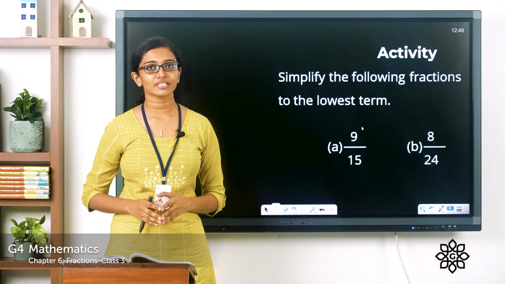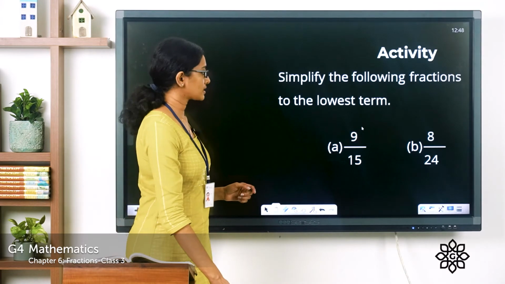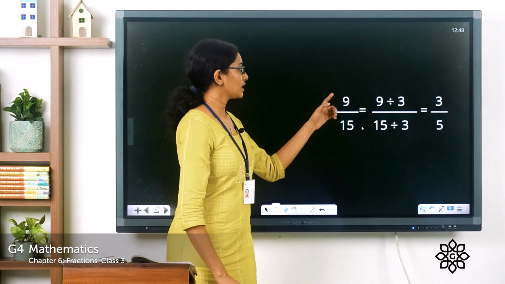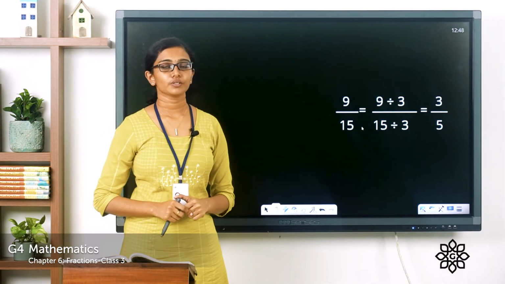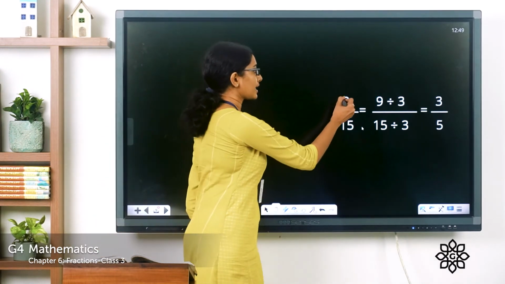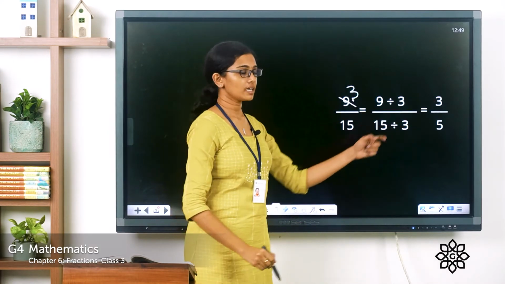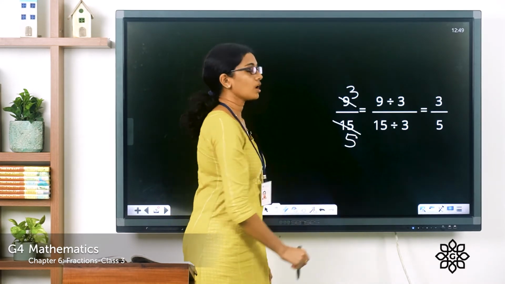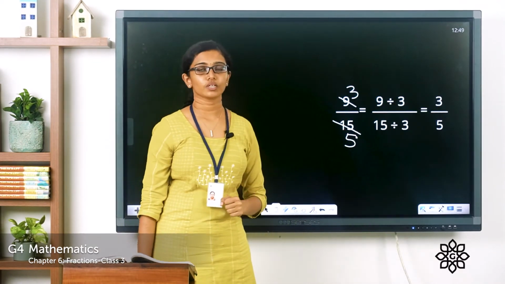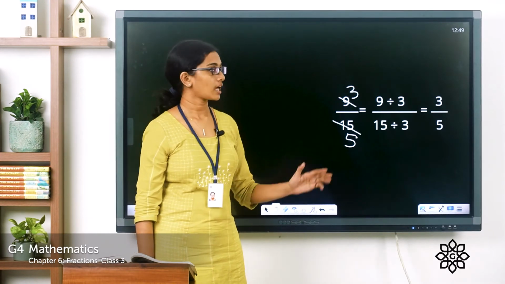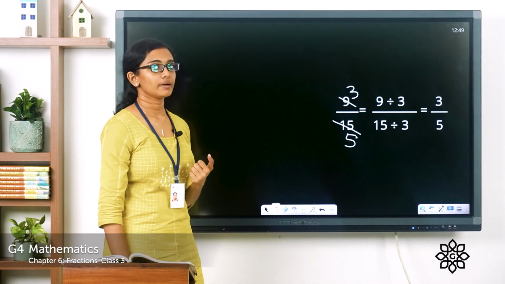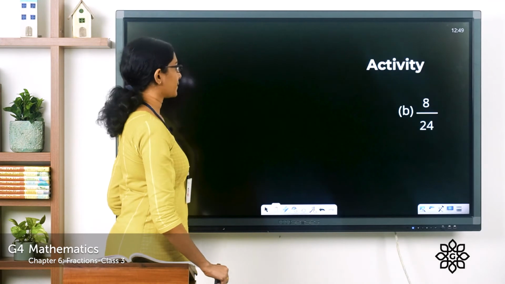Hope you are done with that activity. Now let's discuss the questions. The first question, which are the common factors of 9 and 15? Let's see. Both this 9 and 15 are multiples of 3. So let's divide the numerator and the denominator by 3. So what is 9 divided by 3? It is 3 and 15 divided by 3 is equal to 5. So it is 3 by 5. The only common factor for 3 and 5 is 1. So we have reached the lowest term. So the lowest term or the lowest form of our question 9 by 15 is equal to 3 by 5.